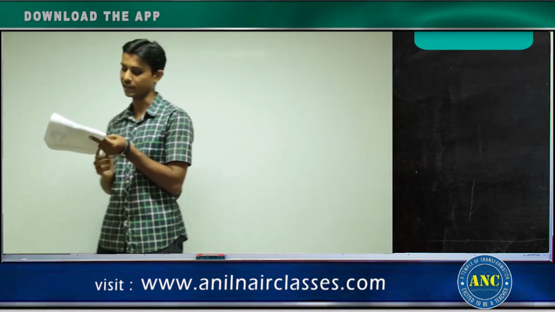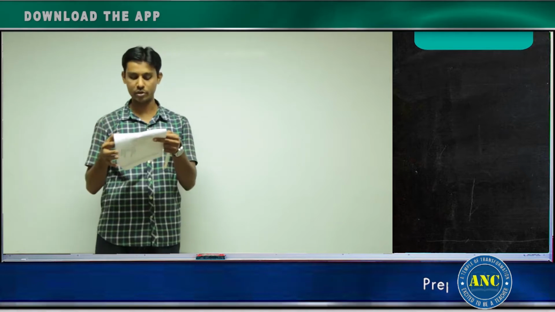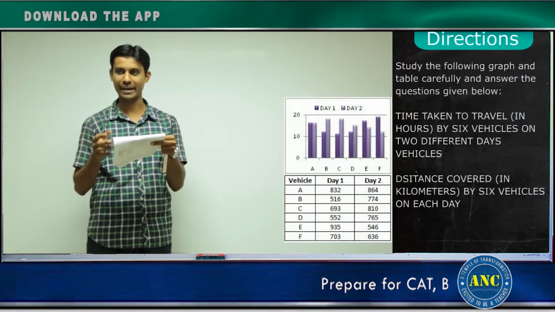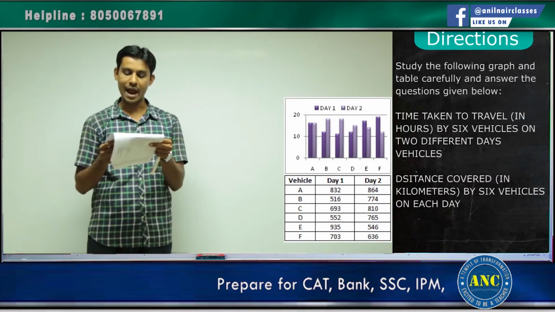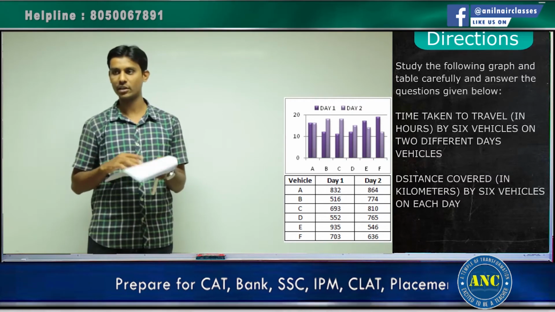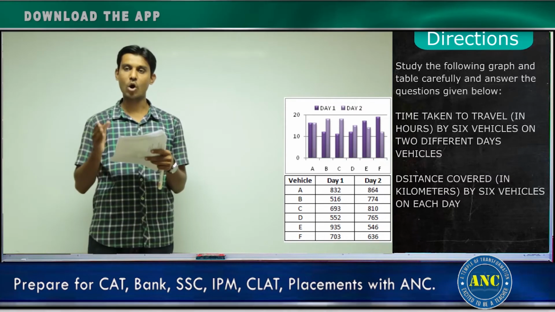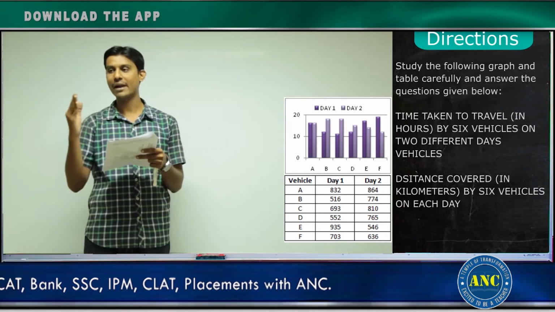Question number 14 to 18. Directions for questions 14 to 18. Study the following graph and table carefully and answer the question given below. That means it is a combination of bar graph and the tabular form.